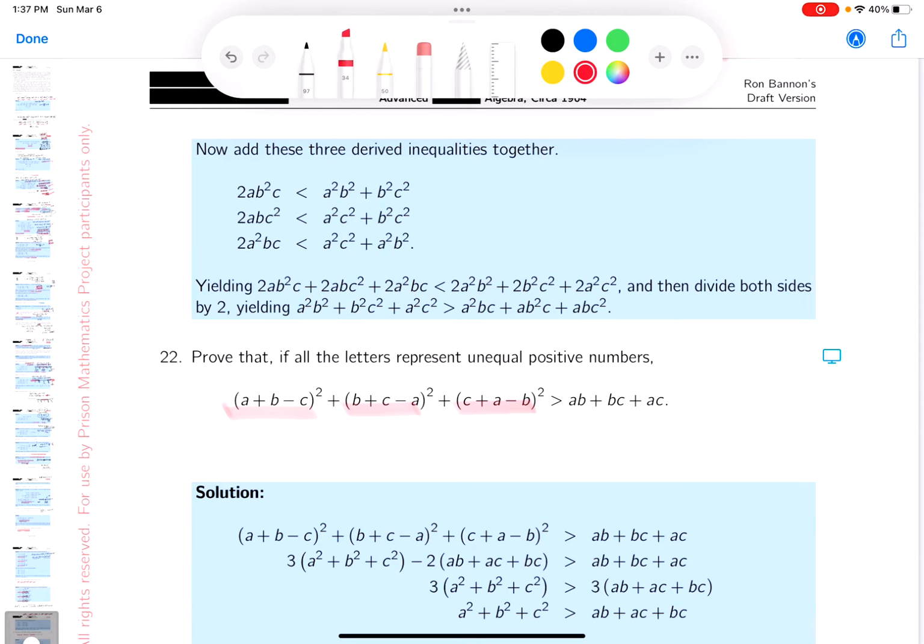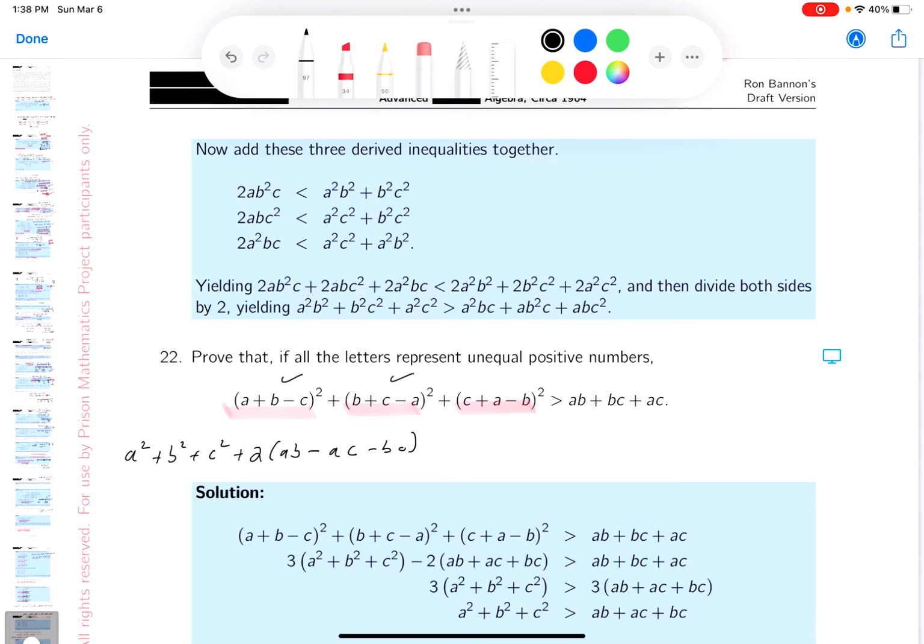So for the first guy, what do I get? I would get a squared plus b squared plus c squared plus 2. I'll be very careful. You're going to get AB minus AC, and then you're going to get minus BC. So that's done. I'm going to put the next guy down. This guy's done.